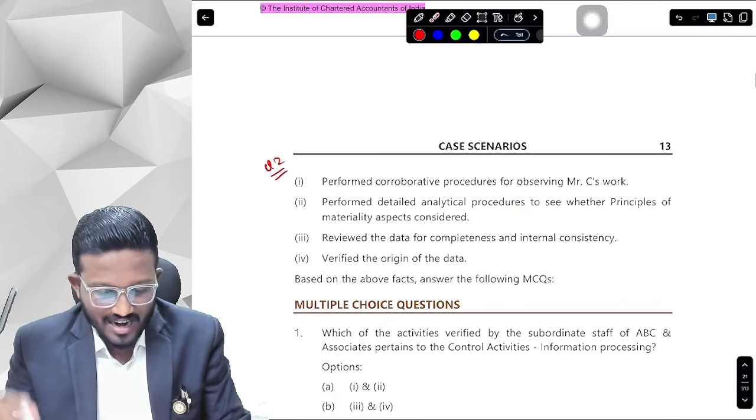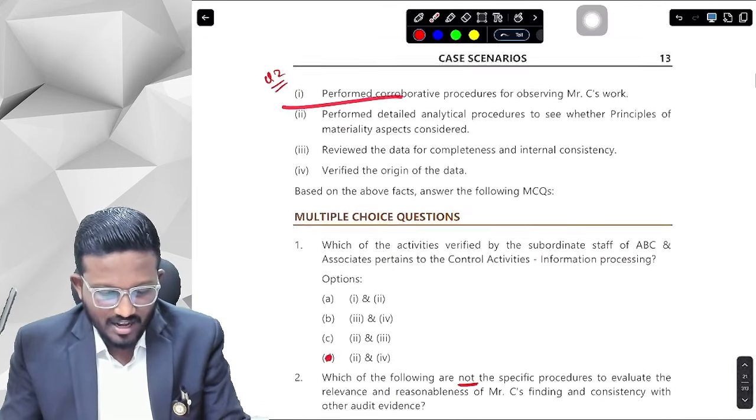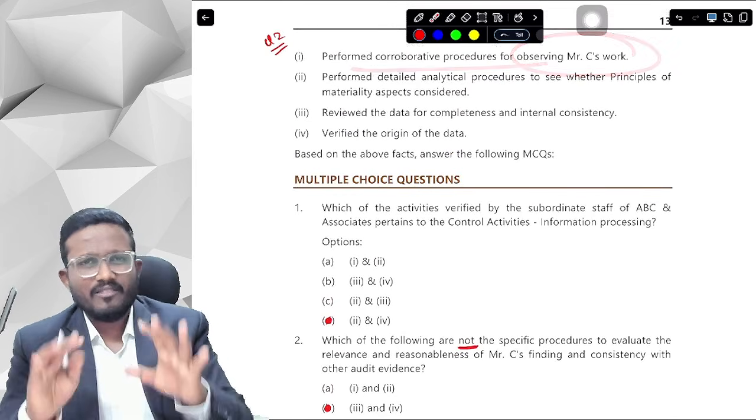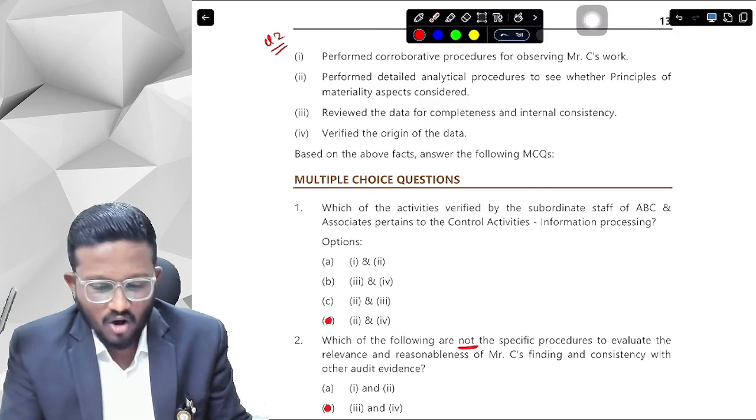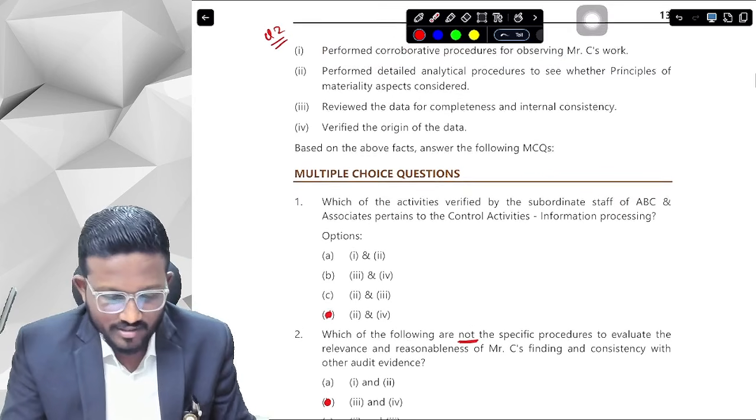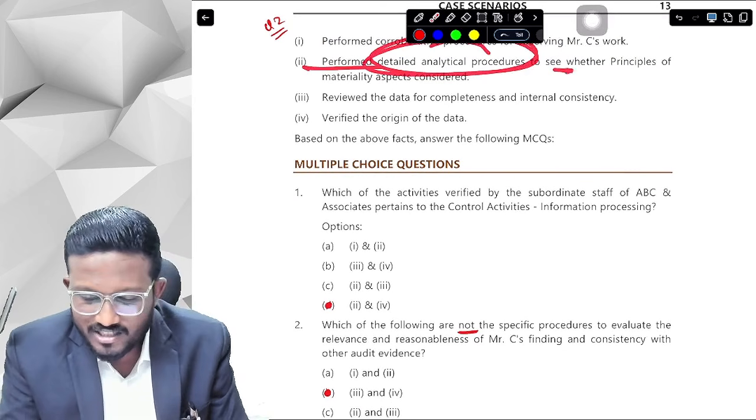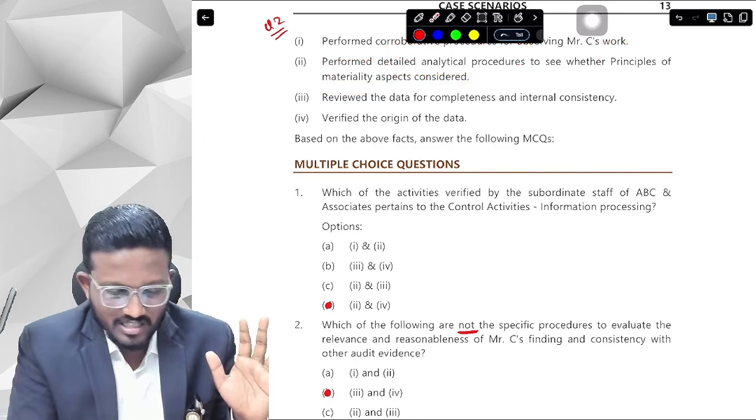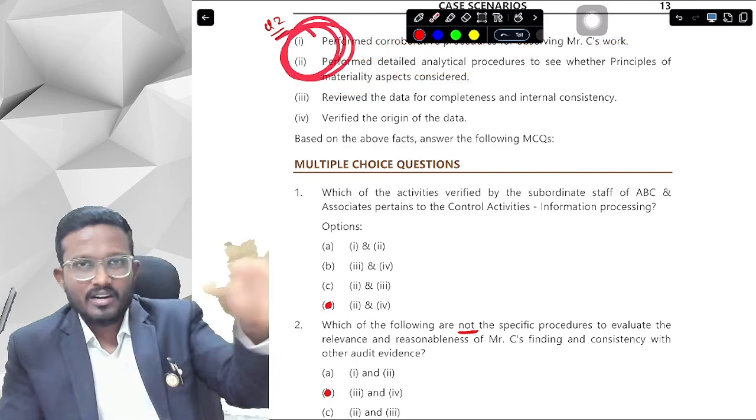We need to understand that. So first of all, we have performed what, sir? We have performed corroborative procedures for observing the work. Obviously, observation is included, and performing corroborative procedures is included. Second is what, sir? Performing detailed analytical procedures to see whether the principles of materiality are considered. We need to perform the analytical procedures as well. So both of these are covered under the procedures.